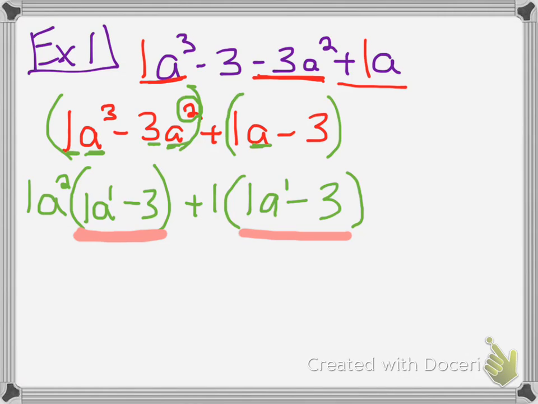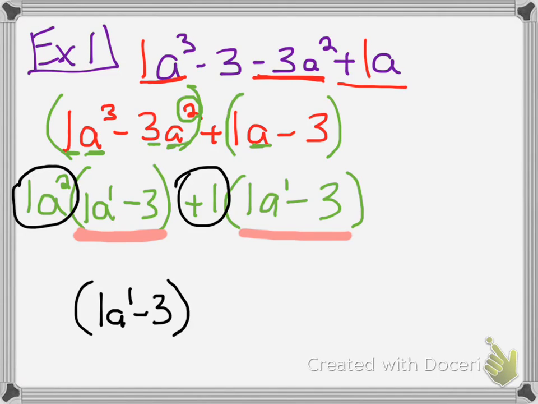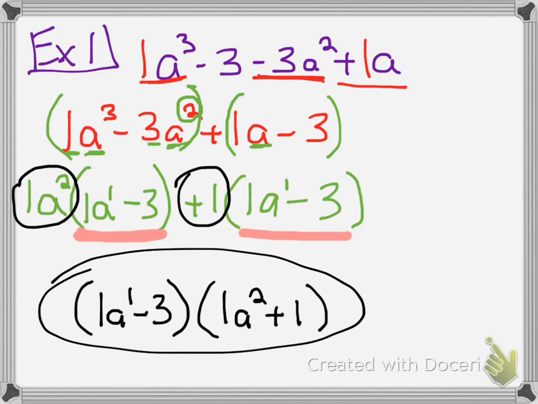Since what's inside the parentheses is the same, now I can finish my factoring by doing this. I'm going to change colors here. Bring whatever you have inside parentheses down. You only need it one time. And then what's outside the parentheses, I'm going to put in its own set of parentheses next to it. Now I am done.